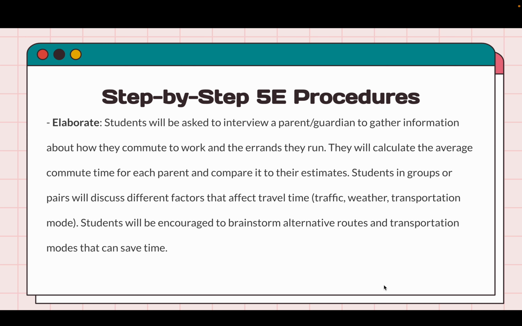For the elaboration, students will be asked to interview parents or guardians to gather information about how they commute to work or the errands they run. They will calculate the average commute time for each parent and compare it to their estimates. Students in groups or pairs will discuss different factors that affect travel time, like traffic, weather, and transportation mode, and students will be encouraged to brainstorm alternative routes and transportation modes that can save time.